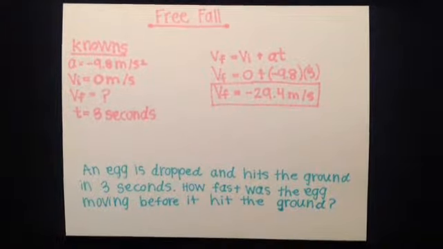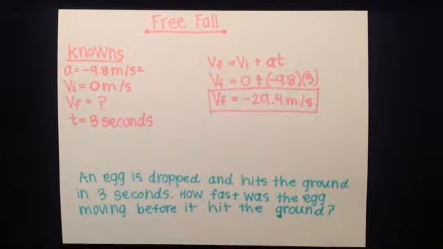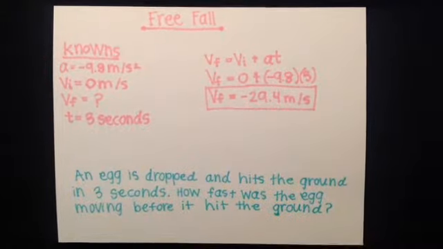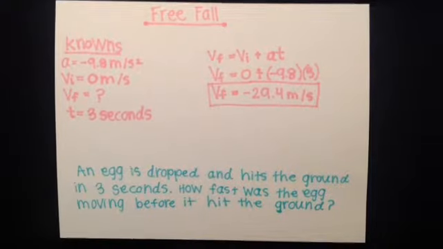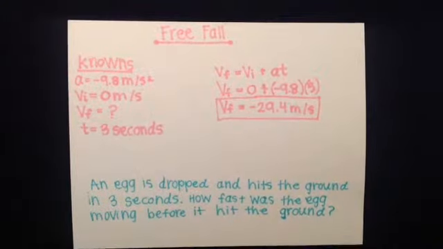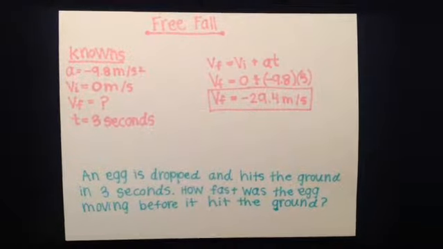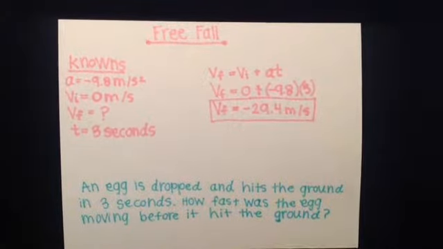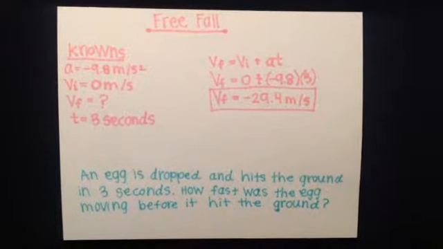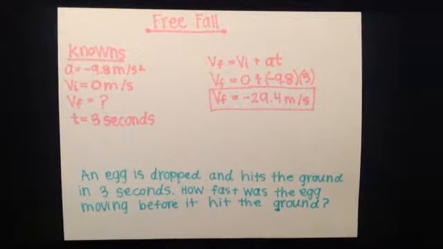The final velocity is what we're trying to find. The initial velocity is going to be 0 meters per second, and the time is 3 seconds. Once we have our knowns, we can plug each of those values into the equation. Final velocity equals initial velocity plus the acceleration multiplied by the time.